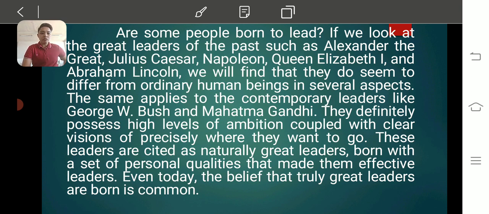The same applies to contemporary leaders like George W. Bush and Mahatma Gandhi. They definitely possess high levels of ambition coupled with clear visions of precisely where they want to go. These leaders are cited as naturally great leaders, born with a set of personal qualities that made them effective leaders. Even today, the belief that truly great leaders are born is common.